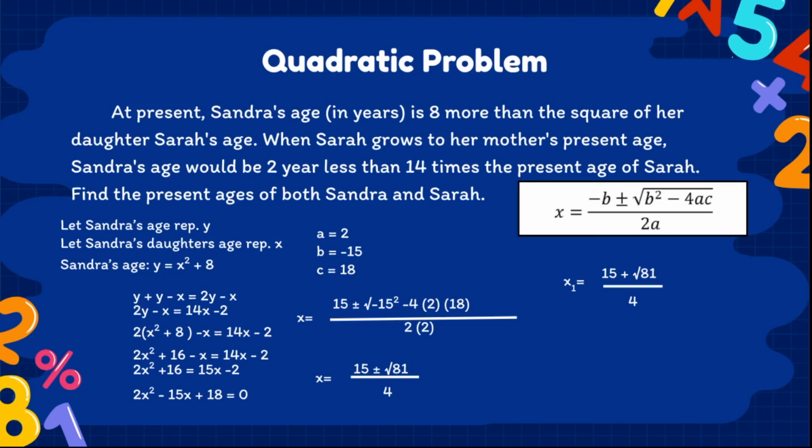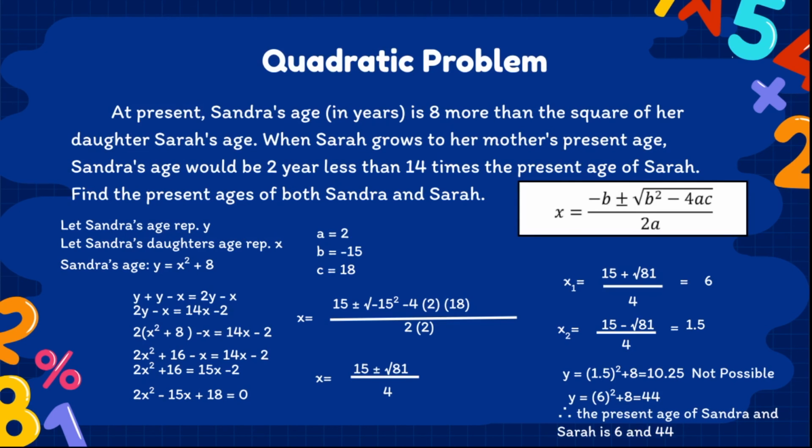So now we have to find our x1 and x2. So x1 will equal 15 plus the square root of 81 divided by 4, giving us the answer of 6. And x2 is 15 subtract the square root of 81 over 4 equals 1.5. Now we're going to take our x1 and x2 and put them into the formula. y equals 1.5 squared plus 8 equals 10.25. This is not possible. So now we're going to try with 6. So y equals 6 squared plus 8 equals 44. Therefore, the present ages of Sandra and Sarah are 44 and 6.